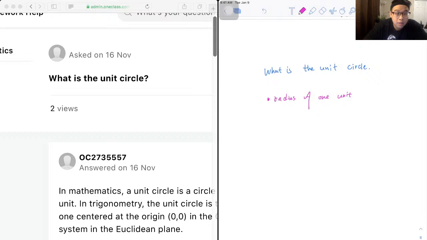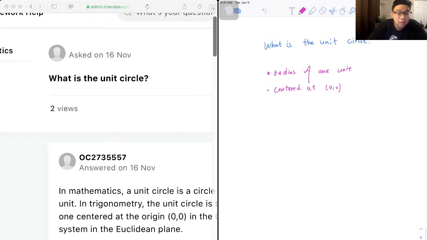And in trigonometry, the unit circle is a circle of radius 1 centered at origin 0, 0. So centered at 0, 0.